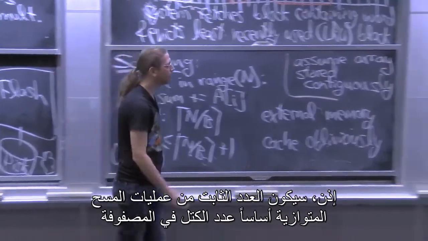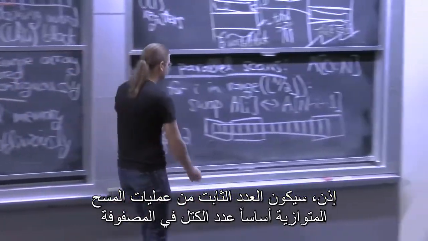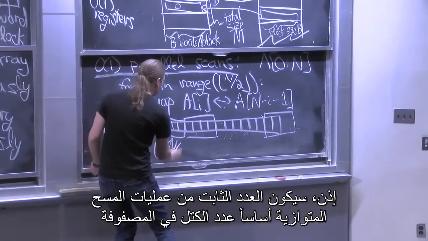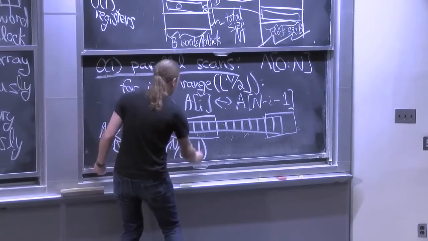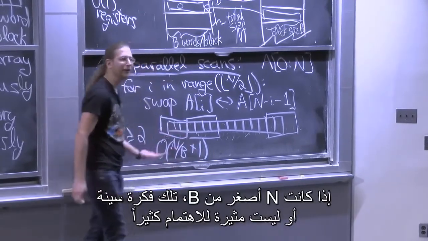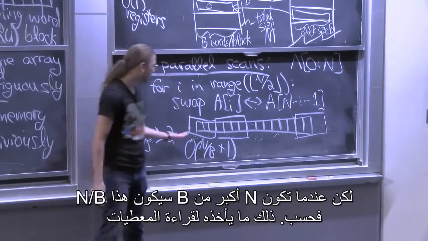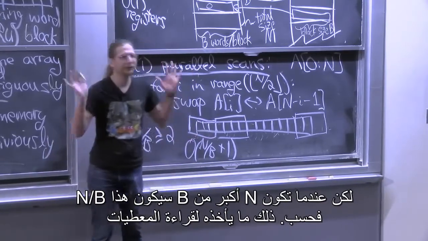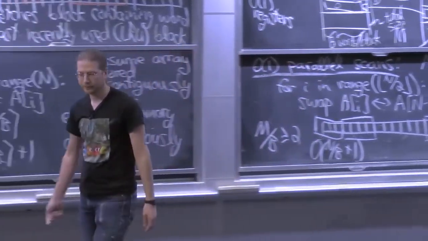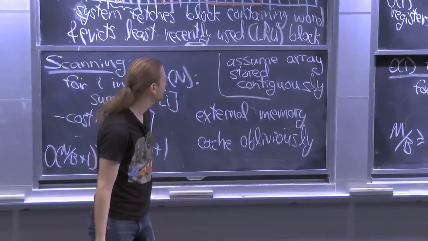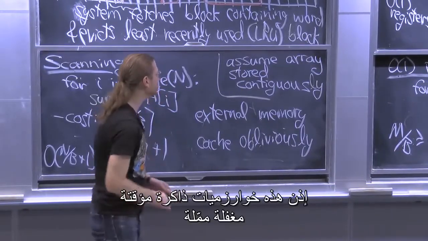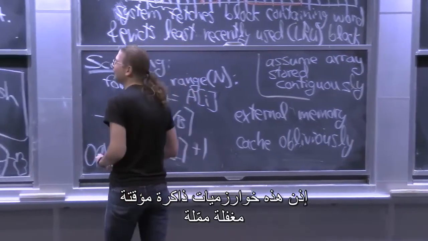So a constant number of parallel scans is going to be basically the number of blocks in the array. So if n is smaller than B, this is a bad idea, or not so hot. But when n is bigger than B, this is just n over B. That's how much it takes to read in the data. OK. Big deal. So these are boring cache oblivious algorithms.